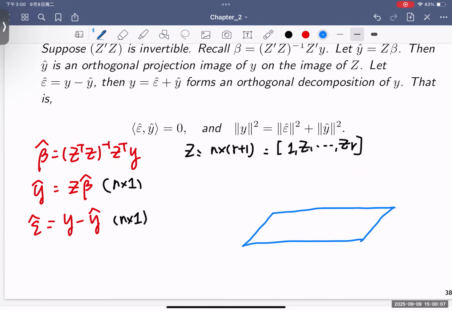So this is a space spanned by this column vector. So it's a range of the z. We haven't mentioned this one before. So it's a range of the z, just the columns spanned by the column vectors of z. And our y hat is just one vector in the range of z, presented with the coordinate beta hat.